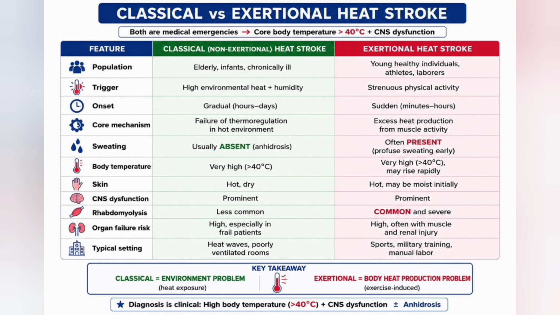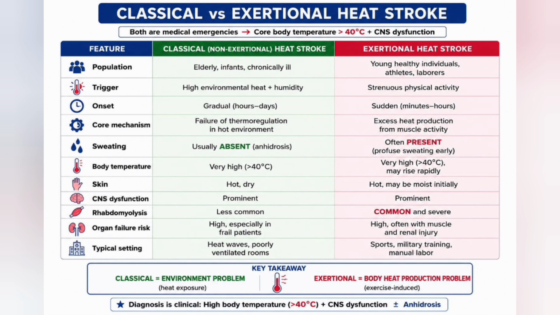Sweating is usually absent in classical heat stroke. There is complete anhidrosis, while it is often present in exertional heat stroke. The core body temperature will be very high in classical heat stroke, and it may rise very rapidly in exertional heat stroke also. Skin is hot and dry in classical heat stroke, while it may be hot but moist initially in exertional heat stroke.